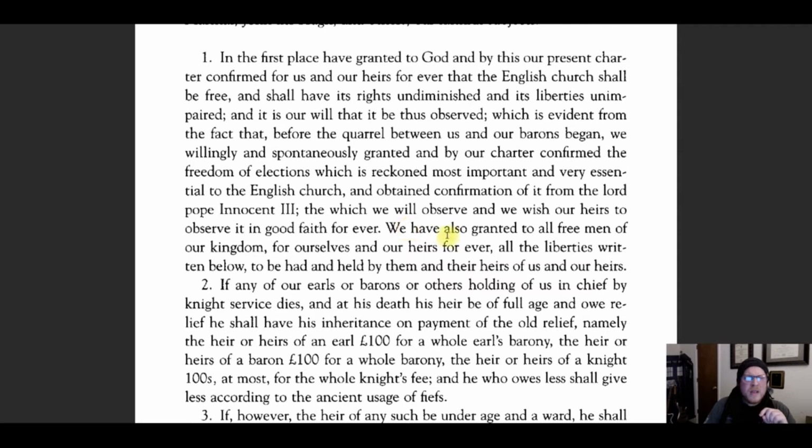They continue, "We have also granted to all free men of our kingdom, for ourselves and for our heirs forever, all the liberties written below, to be had and held by them and their heirs of us and our heirs." What free men? Landowners. People who are nobility. Working class, if you will, serfs. There isn't really a middle class as such yet. Not free people. Not free men.